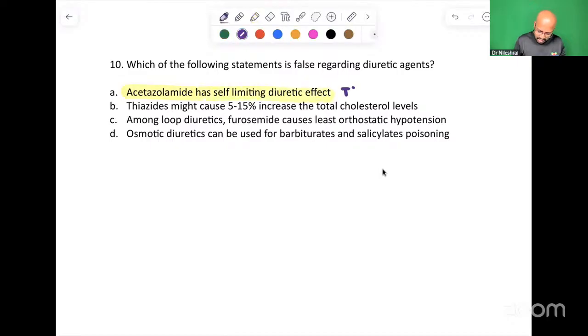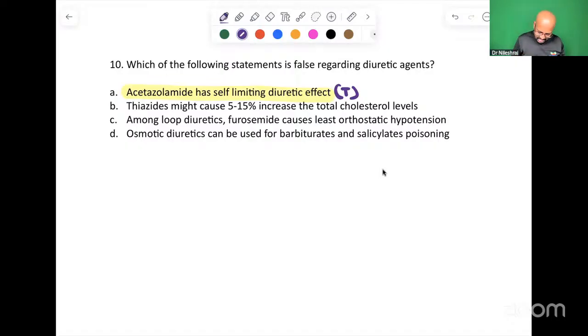This statement is a true statement, guys, because acetazolamide is a bicarbonaturic drug. At one point of time, because bicarbonate is getting let out, patients will land up in acidosis. Severe acidosis will prevent the further excretion of bicarbonates into the urine. That's why we say acetazolamide has got a self-limiting diuretic effect. After some time, the effect will be stopped.